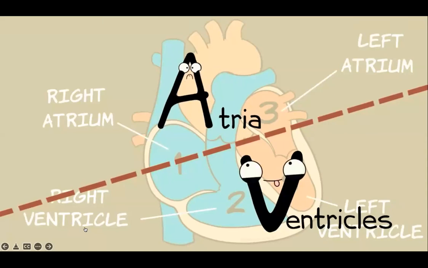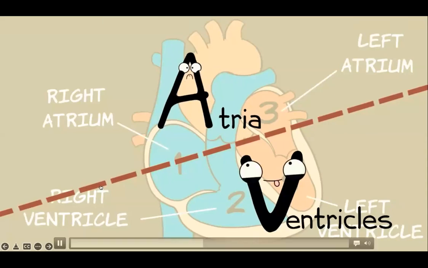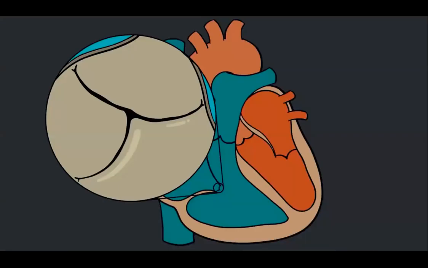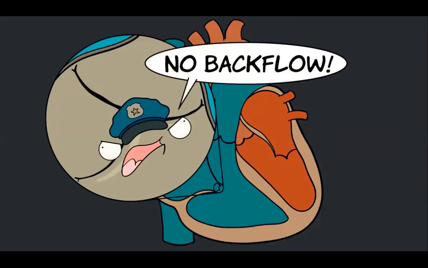Atria also have thinner walls than the thicker-walled ventricles. The heart also contains valves, which we'll see when we get to tracing the pathway of blood. The valves are one-way structures that help separate the chambers and also prevent backflow of blood.